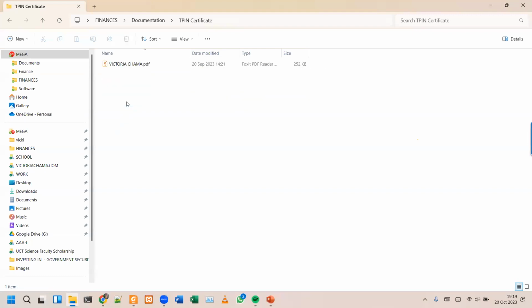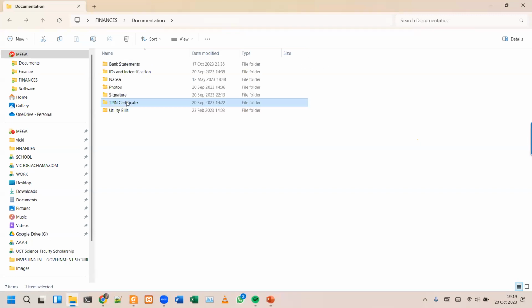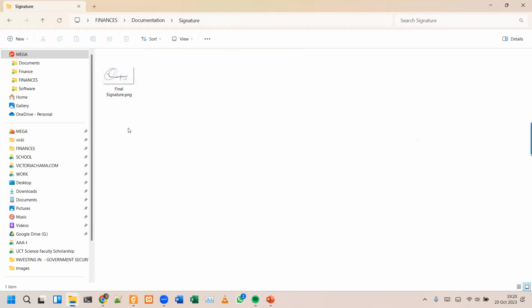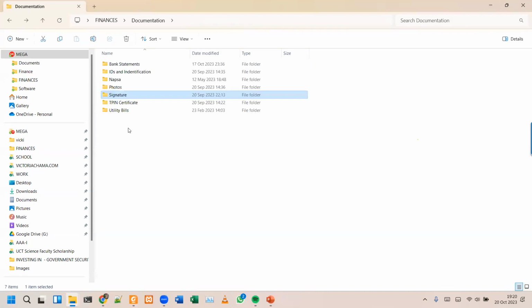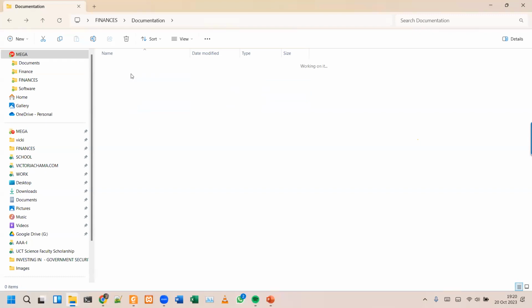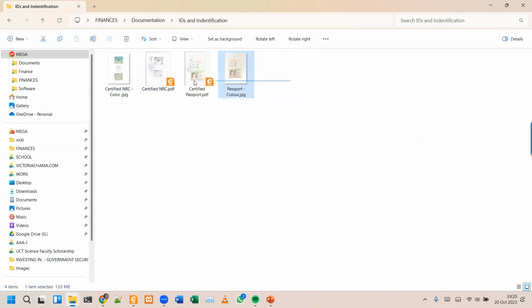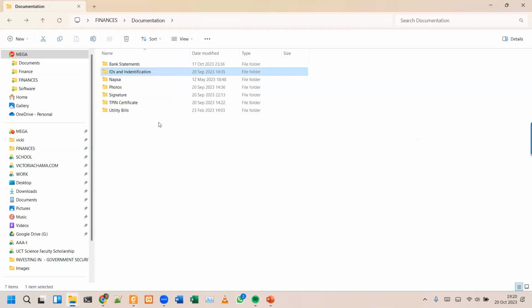If you go in your tipping certificate folder, you should have your tipping certificate. If you go to your signature folder, you should have a signature with a transparent background, because you're going to be signing a lot of documents online. If you go to your IDs and identification, these are the same ones I was talking about. Certified versions, black and white, your passport, your NRC, whatever it is.